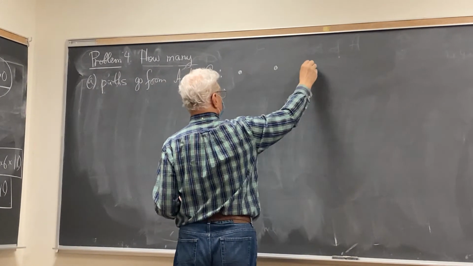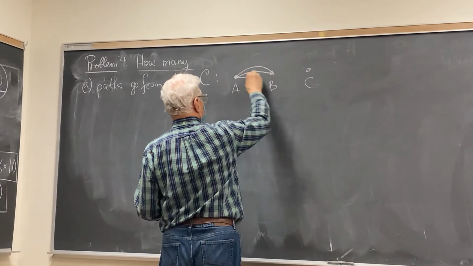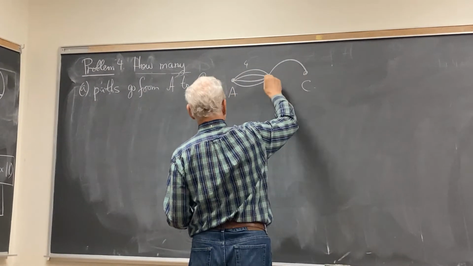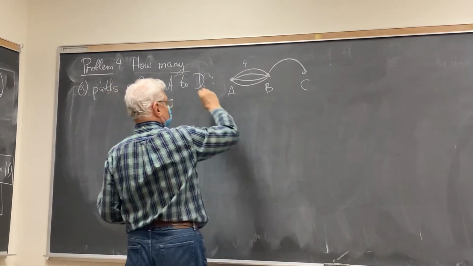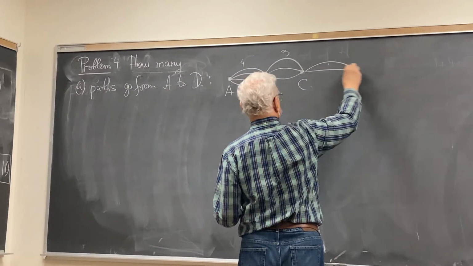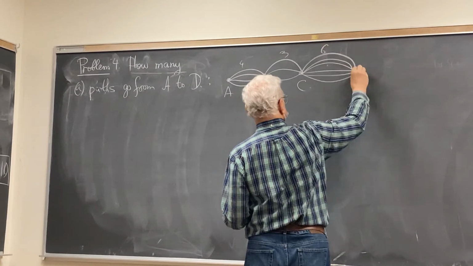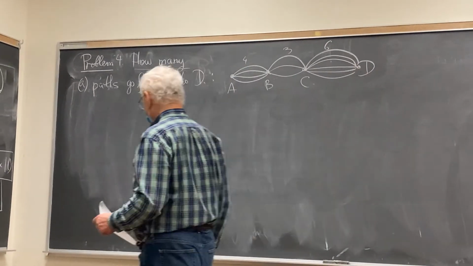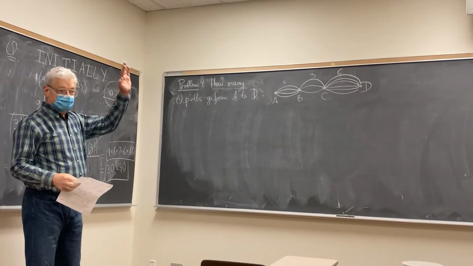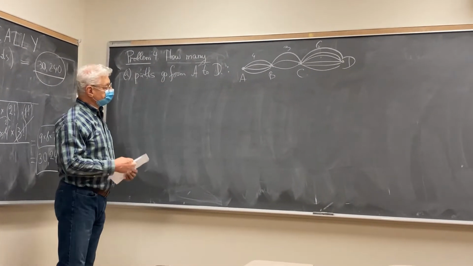You have points A, B, C, and so you have 4 roads here, 4 roads here, and then maybe to D. So this one you have 3, and from C to D, 4, 5, 6, and this is D. Let me do the following. I will formulate the problem and then solve it immediately, instead of writing all the questions and solving separately. So how many paths go from A to D?